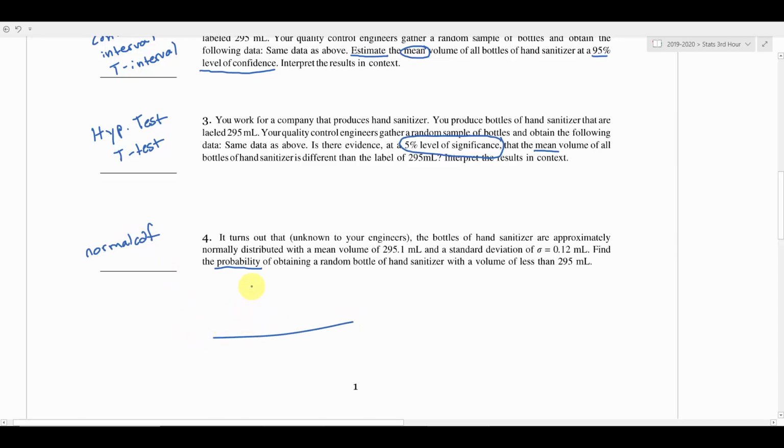Make sure you draw your curve, the normal curve that you're going to use. You should have a normal curve, and you're going to mark your boundary, right? Since they want less than, you're probably going to shade an area to the left of some boundary. And then you'll set up a normal CDF with your left and right bounds and your mean and your standard deviation there. Okay.